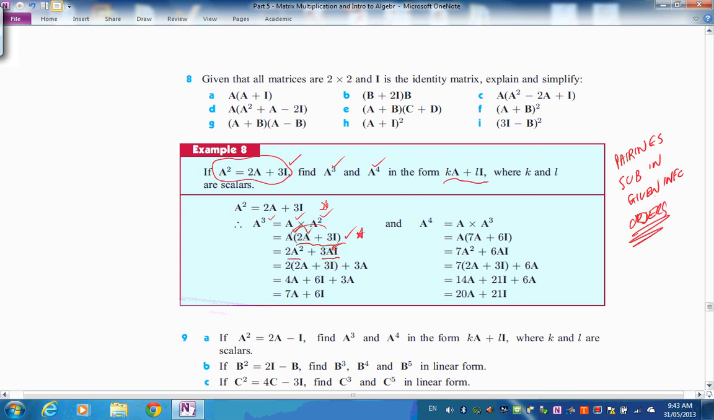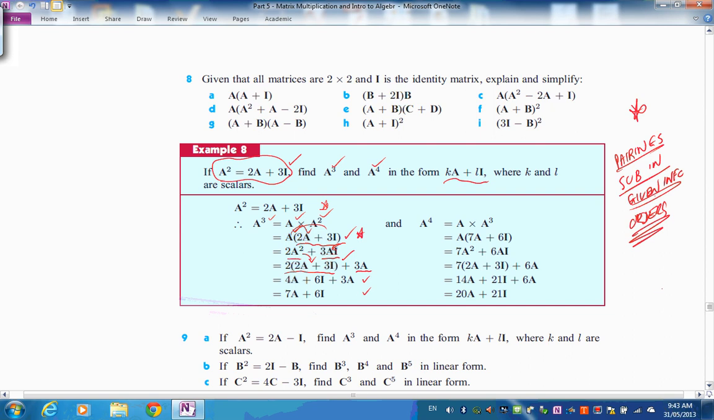But it doesn't matter with I, because AI or IA are still just going to give you A there. So let's have a look here. What have we got? Well, we've got A squared, then putting 2A plus 3I back in again, and then 3AI is just 3A. So there are some tricky bits here of knowing when to come over here, how to pair, and watching the subbing in of the given information, because we put it back in here to get our required result.